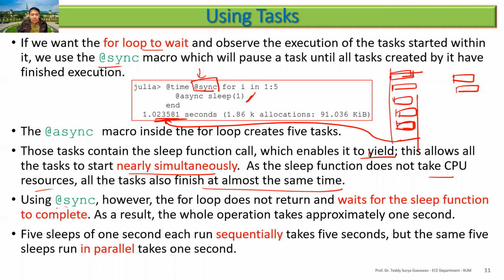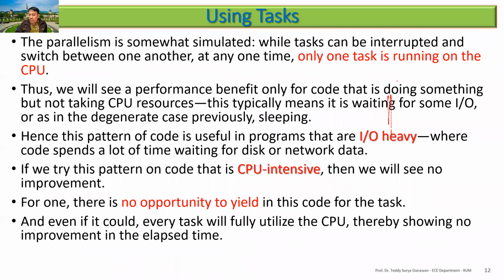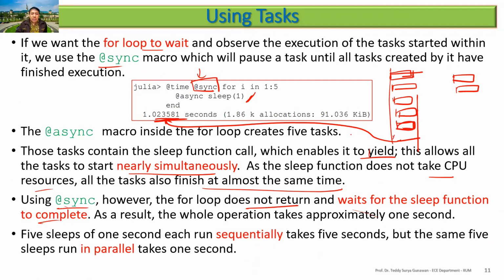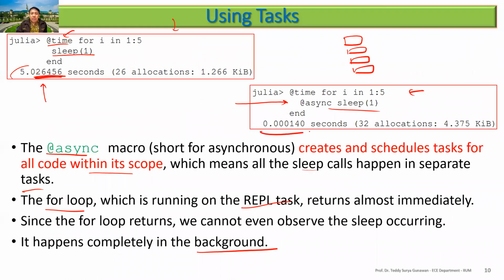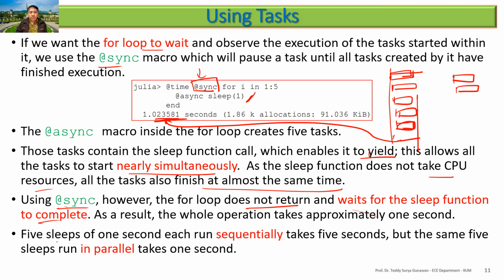Using sync, the for loop does not return immediately. It waits for the sleep function to complete. If you don't have sync, then it initiates all the tasks, and after that, it returns. That's why you can see here it takes only 0.0014 seconds.